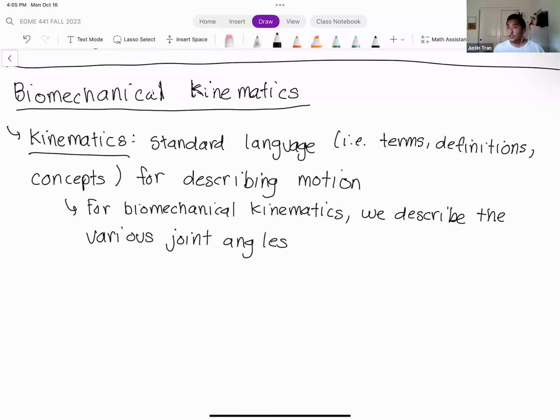As the body goes through its motions, these body angles are going to change. These joint angles are going to change as a function of time. A lot of what we measure, a lot of what we quantify, is just how these angles change as the body goes through a particular motion.